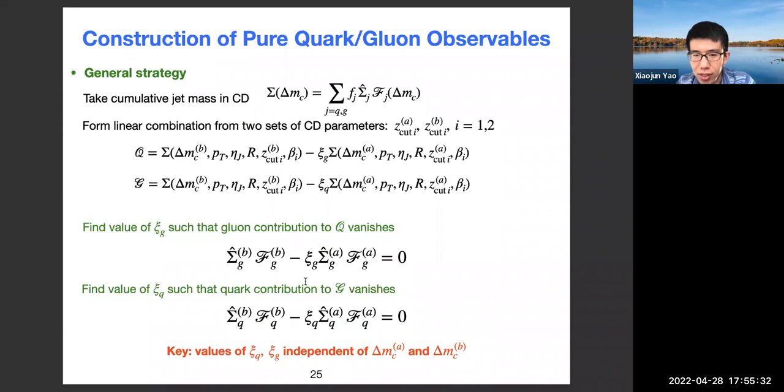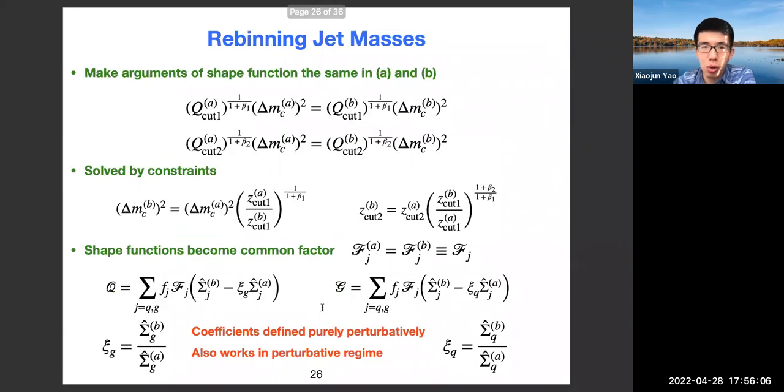In general, these CG and CQ parameters will depend on the jet mass measurement. That is not what we want. We want to make these CG and CQ parameters independent of the jet mass, at least in a wide kinematic region. It seems to be impossible to do that, but by using some tricks, I will show you that we are able to make this CG and CQ independent of the jet mass measurement. Then we can construct these observables. So let me show you how that works.